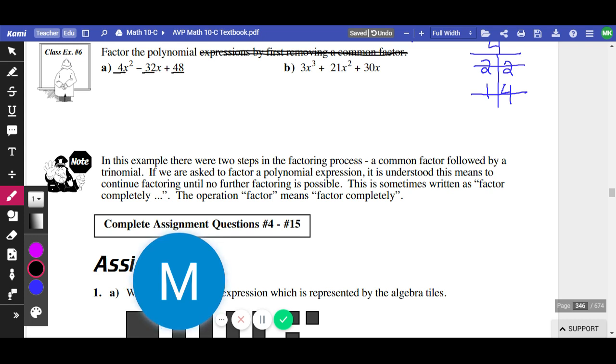Make sure you divide the biggest one out. It's been a while since we've done GCF, but you're always looking for the largest number that divides it. In this case, they all divide by 4. When you divide a GCF, it goes out front. 4 goes out front. And then you get a remainder. The remainder is what happens when you divide by 4. So 4x squared divided by 4 is just x squared. Negative 32 divided by 4 is negative 8x. And 48 divided by 4 is 12.